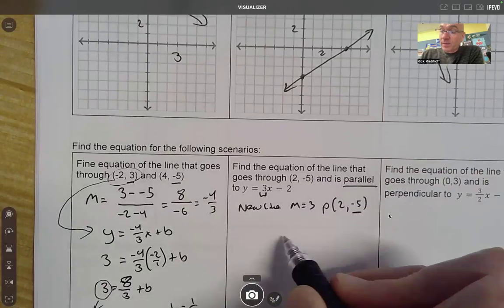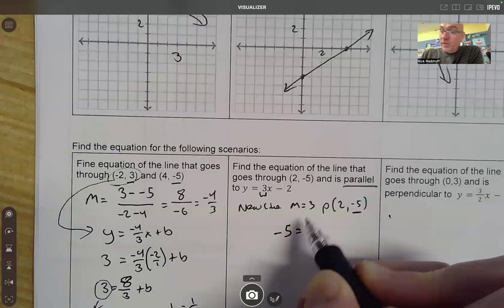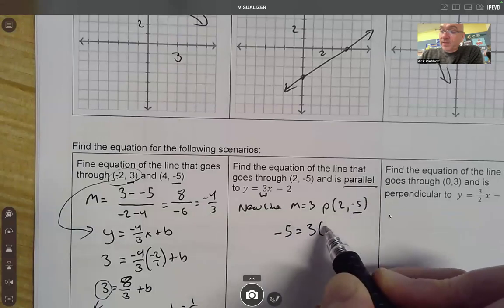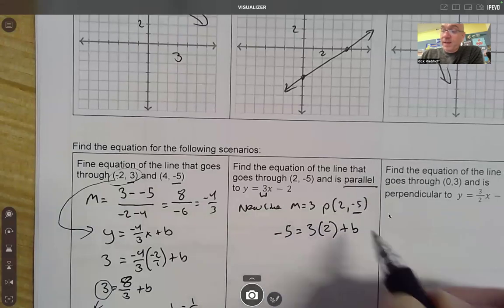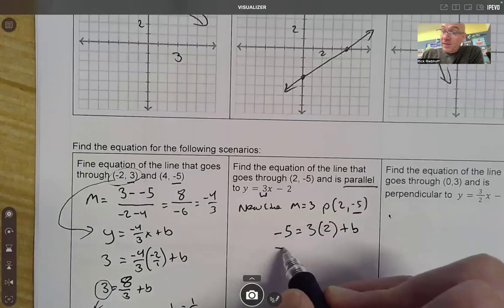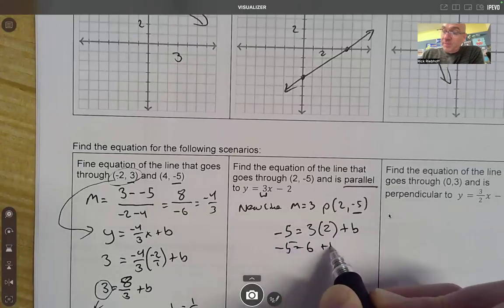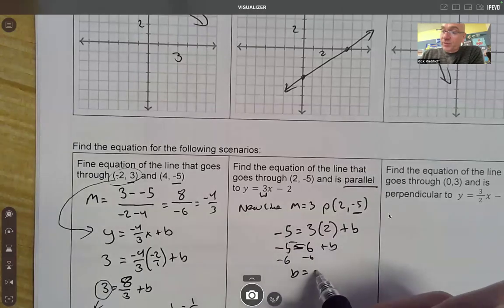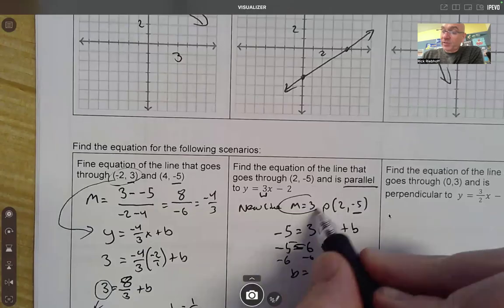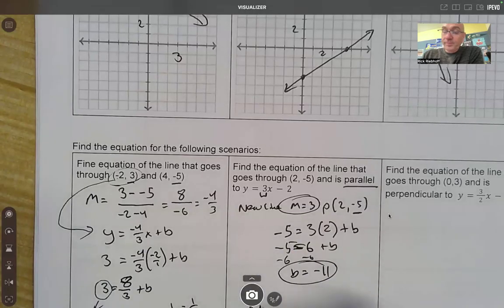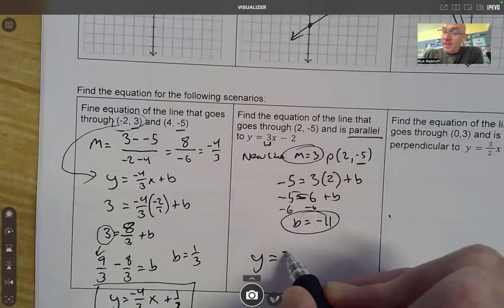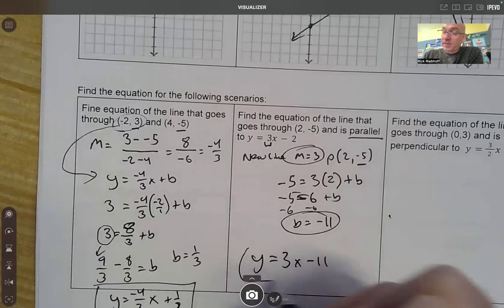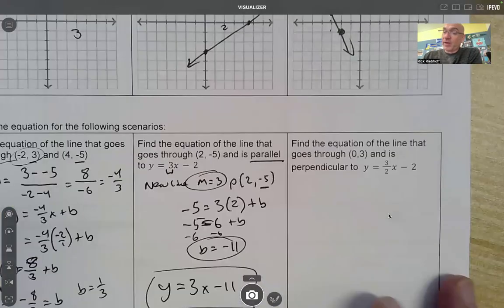So y equals mx plus b. Now I'm going to be able to find the b. -5 equals 6 plus b. Subtract 6 from both sides. So we get b is equal to -11. I got the slope. I got the b. So now let's write it in. Y equals 3x minus 11. Nice.